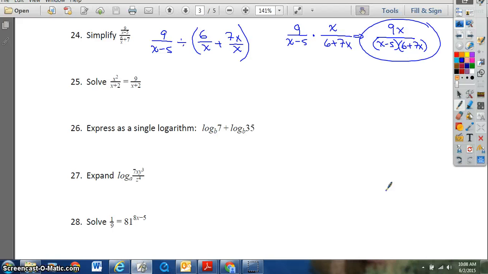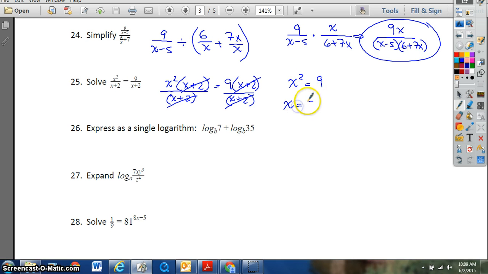Now, let's keep moving down to 25. And what do we got here? Oh, cross multiply. So x squared times x plus 2 equals 9 times x plus 2. Rather than distribute these in, I'm actually going to divide both sides by x plus 2. I'm getting creative here on you. So that leaves me with x squared equals 9.